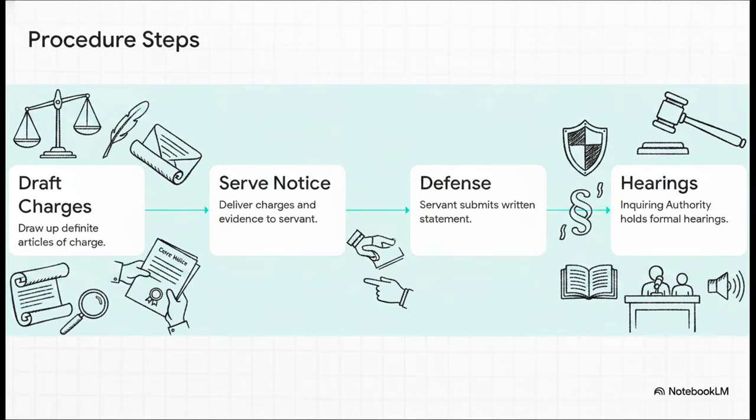Next, it mandates actually serving these charges, along with a list of evidence and witnesses, to the accused. After that, the civil servant must submit a written statement of defense. Only after all this strict pretrial paperwork is totally completed do we move to the final stage, where the inquiring authority finally begins holding formal hearings.